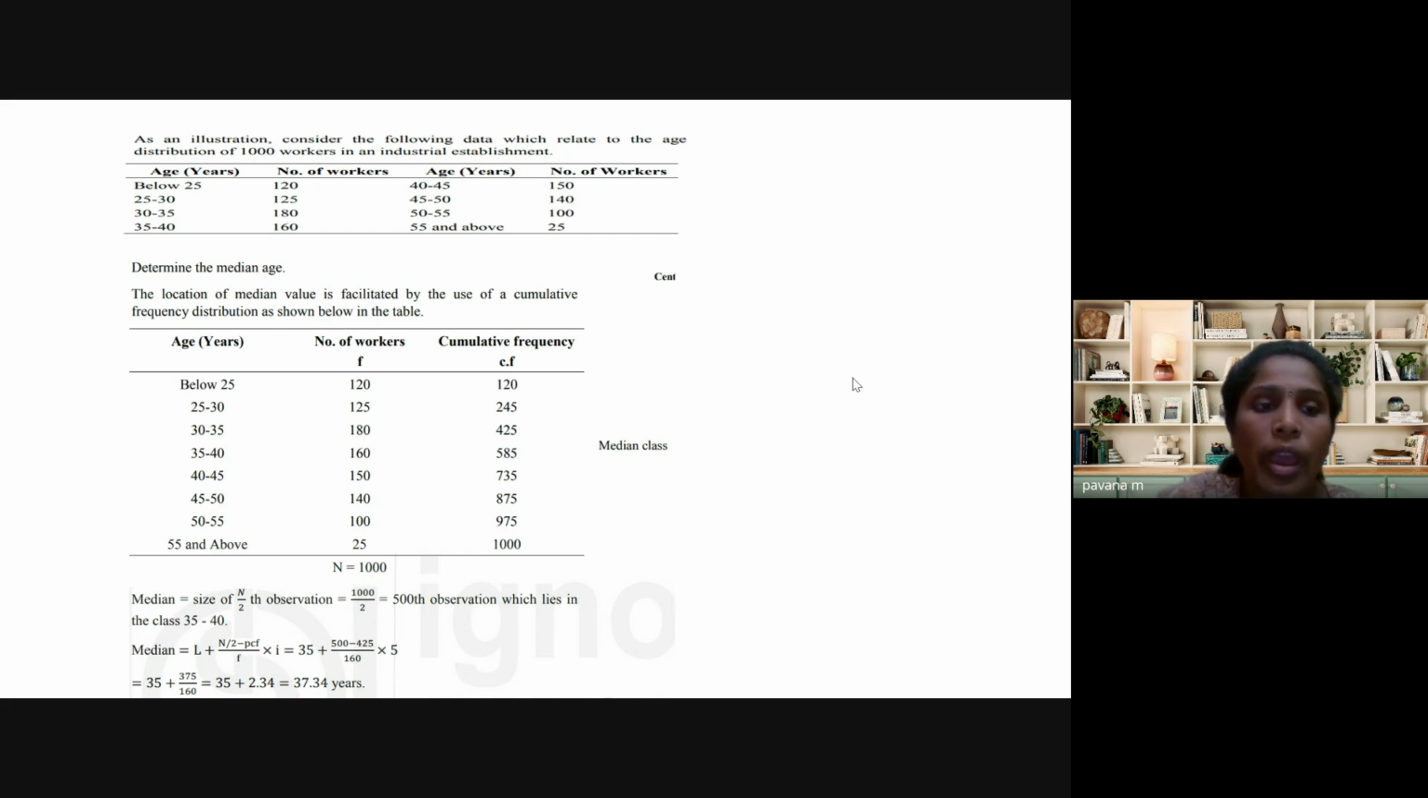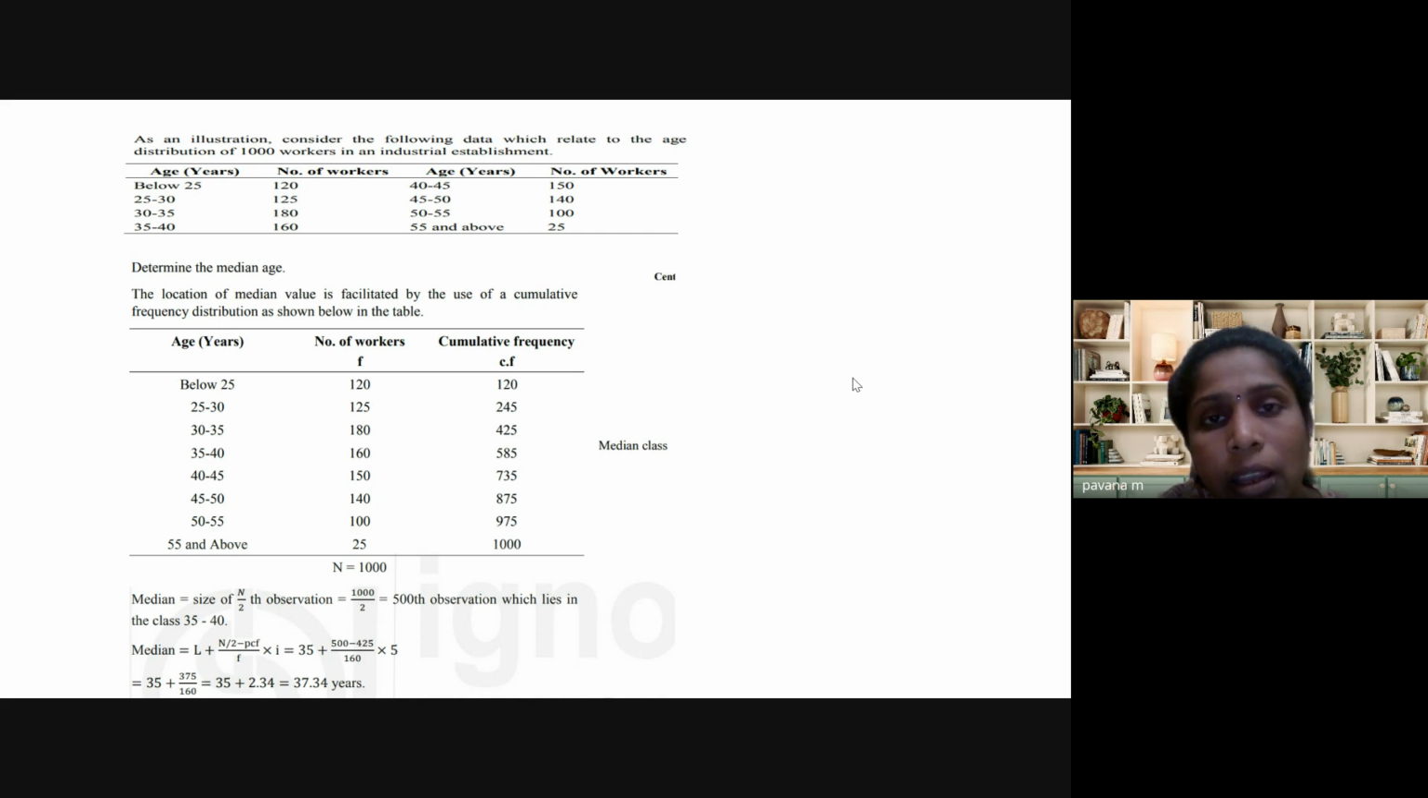Here first you have to take the age, and next you have to take the f, meaning the number of workers, the frequency. Now you have to calculate the cumulative frequency. Through the frequency only you will calculate the cumulative frequency. In the frequency table, the first observation is 120, so in cumulative frequency the first observation is also 120. The second frequency value is 125, so you add the first two values, 120 plus 125, which is 245. That is the second value in cumulative frequency.